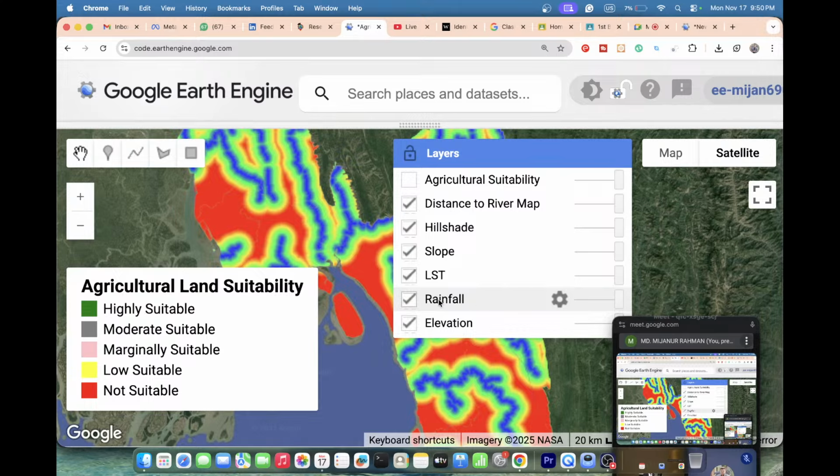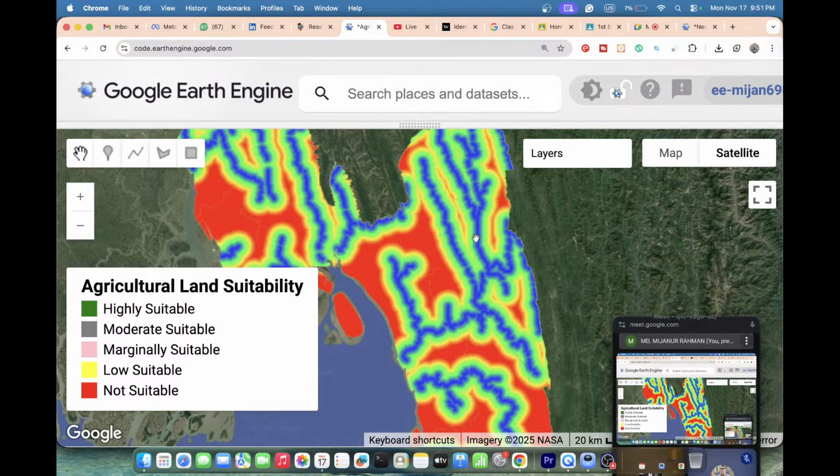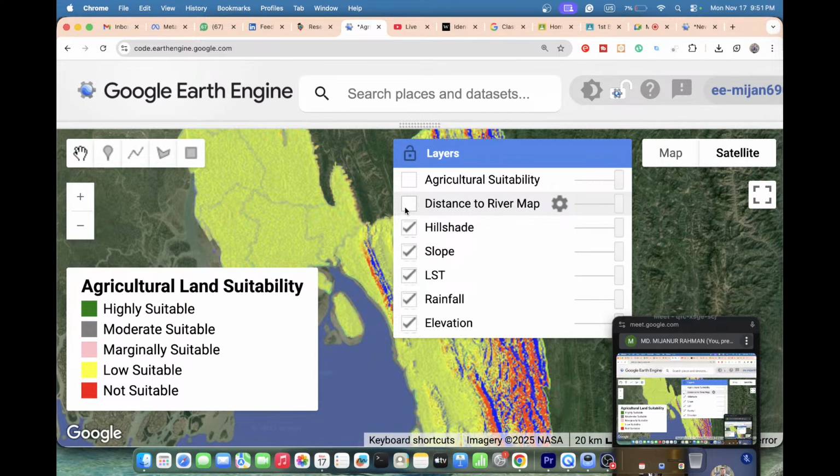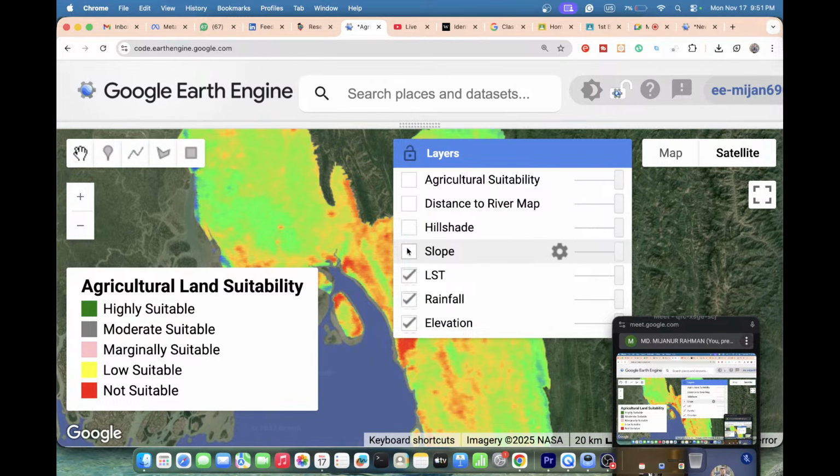Then suppose I put the slope at 20%, I set a 20% weight. Then temperature I choose 20%. Then distance to water body 20%. Then hillshade I choose 10%. So overall I need 100%. After creating this type of factor, we need to apply the weighted linear combination, WLC.